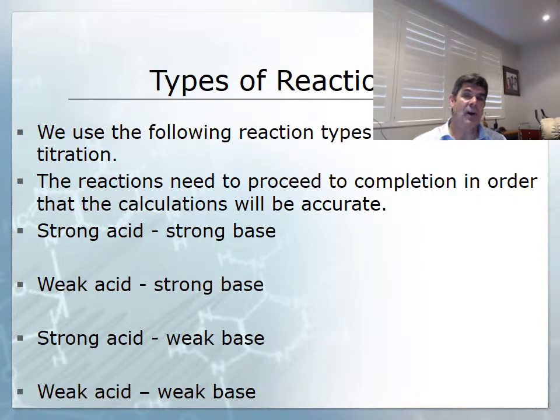Now, there's 4 types of acid-base reactions that we can carry out when we're looking at the technique of titration. Each of these reactions is going to need to proceed to completion. So if we're starting with the acid, say we're titrating against a base, we need to make sure that all of the acid has been reacted, that the reaction has gone to completion. Otherwise, the calculations that we perform in association with our titration will not be correct. So there are 4 types of reactions that we can have a look at.